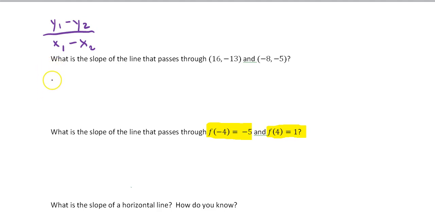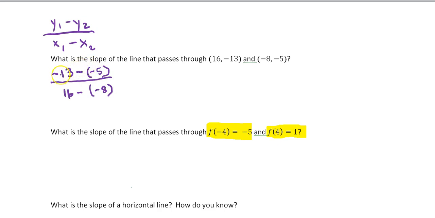So I can go 16 and negative 13. Let's go negative 13 minus negative 5. So there's my negative 13, there's my negative 5. I'm subtracting those two, and I'm going to have 16 minus negative 8.